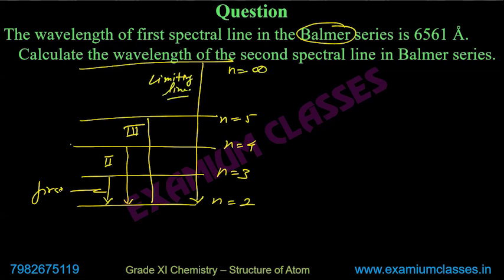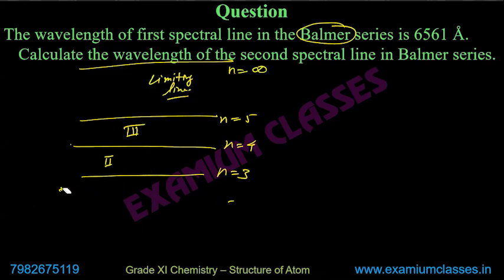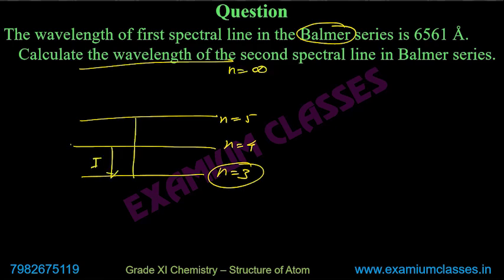The only difference will be if instead of Balmer, I say Paschen, then all transitions will be on n equals 3. For Paschen, this will be the diagram. So from 4 to 3 will be first, from 5 to 3 will be second, and so on. And from infinity to 3 will be the limiting line.